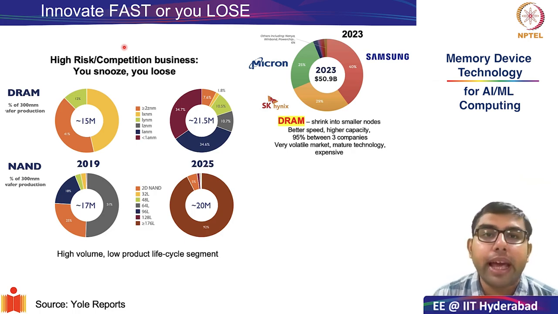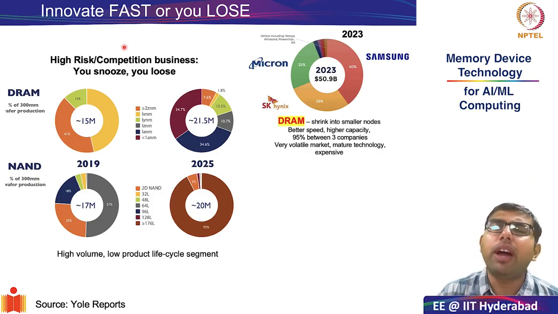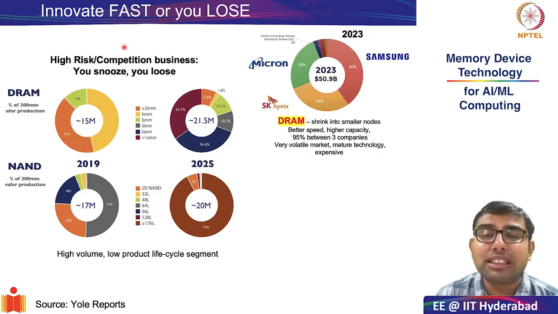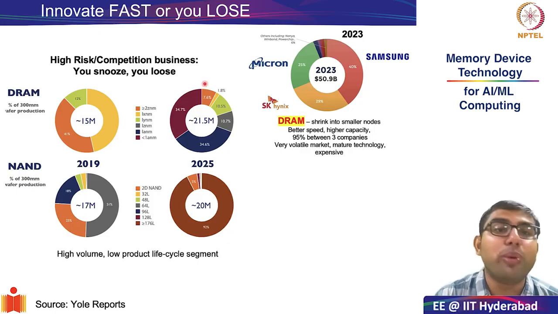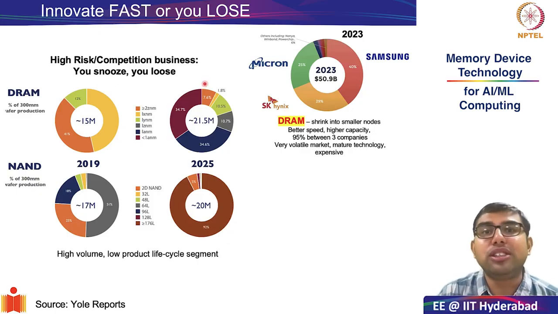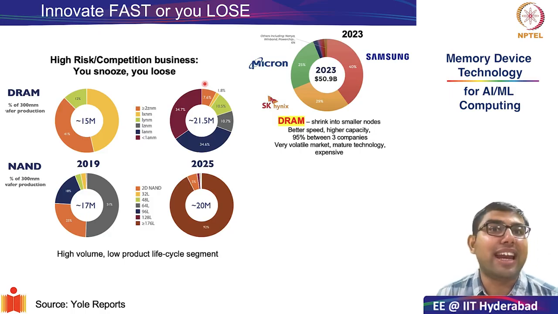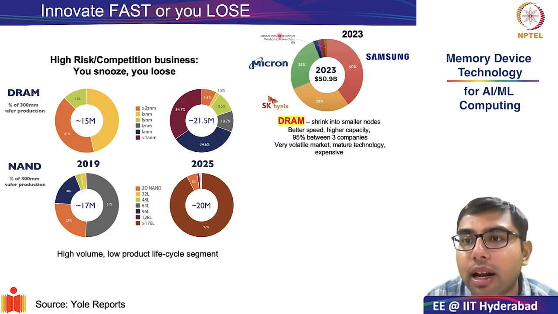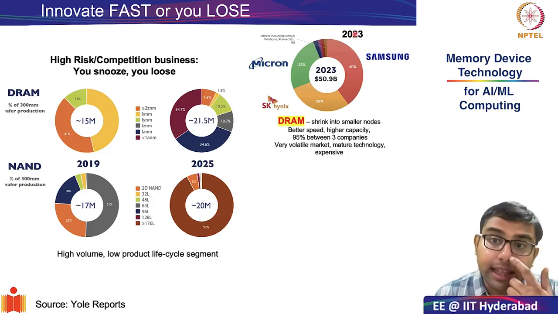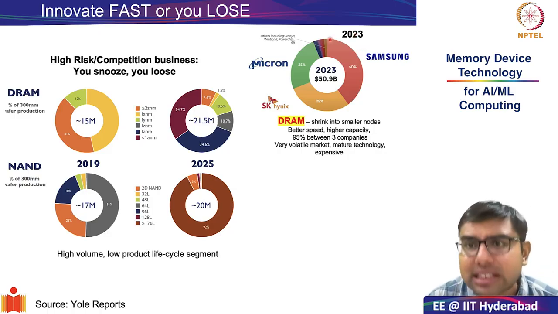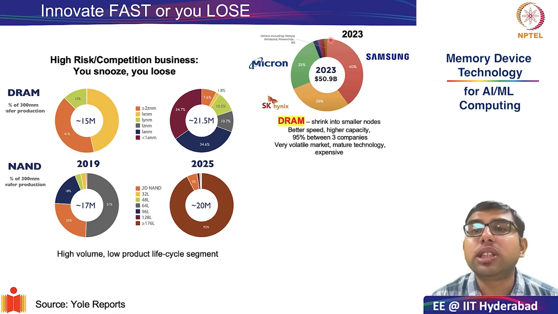And this is what makes the memory market or memory business very competitive. It's a high risk business, and as they say in the US, you snooze, you lose. It means if you are not up and running, you will lose market share. And that has been the story of a lot of companies. Let us not take names over here, but let's look at how in 2023 the DRAM market's maximum market share was between 3 companies.